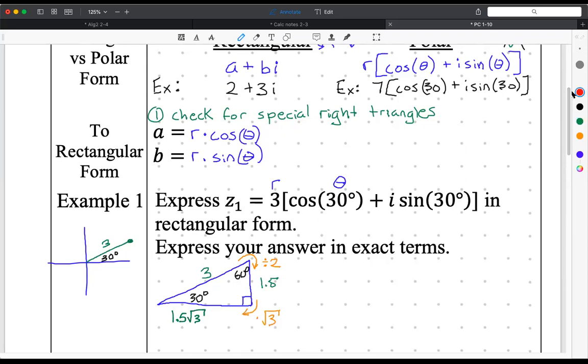So who can give me my final answer? I mean, we have our numbers. You just need to put it in the right form. Emily, you want to do this for us? I don't know. I'll help you out. So the real goes left and right. So which one of these is the real? Real would be 1.5 square root of 3, actually. So the real is this one right here.